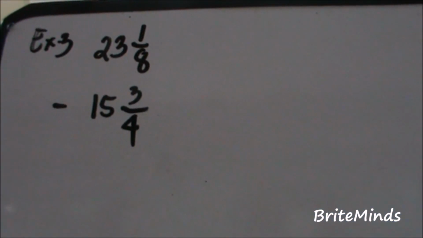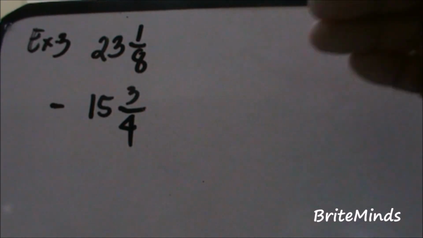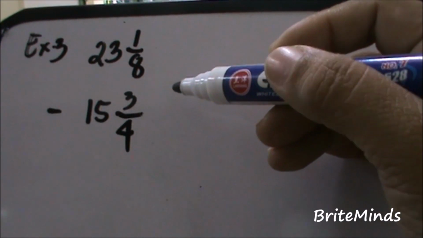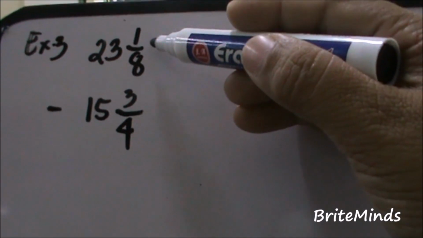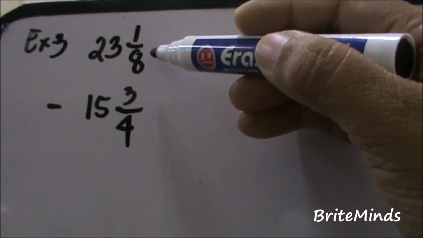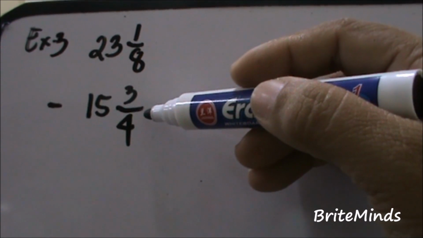Another rule is if the fraction in the subtrahend is greater than the fraction of the minuend, convert 1 unit of the minuend into an improper fraction with the correct denominator and add this unit to the existing fraction in the minuend. But first, we need to determine which is the minuend and the subtrahend. So 23 and 1/8 is the minuend, and 15 and 3/4 is the subtrahend.